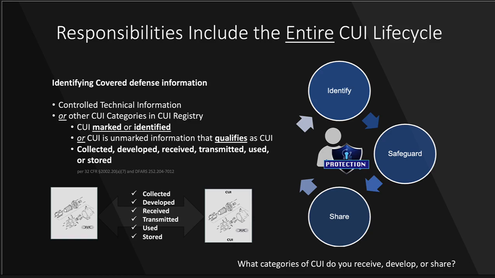Now, the CUI, again, is going to be marked or identified in the contract, or the CUI could be unmarked information that qualifies as CUI. Well, why is that? That's because we collect, develop, receive, transmit, use, and store CUI in performance of the contract under the second part of the covered defense information definition. The DoD has given us guidance on what to do if the information is not marked. We should go back to our prime contractors or higher tier subcontractors. But usually, at the speed of business, that's not really practical.